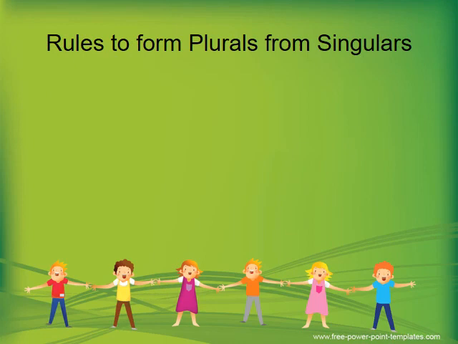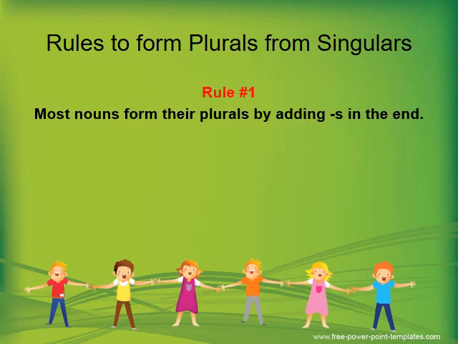How to form plurals from singulars. Children, there are some rules to form plurals from singulars. So, let us learn those rules by which we will change singular nouns to plural nouns. Rule number 1: most nouns form their plurals by adding s in the end. So, what do we mean by this? It means that most of the nouns form their plurals simply by adding s in the end.